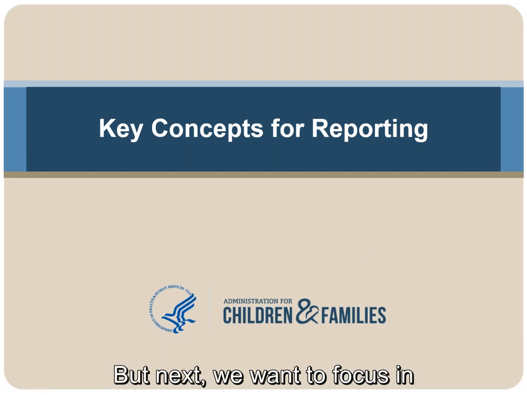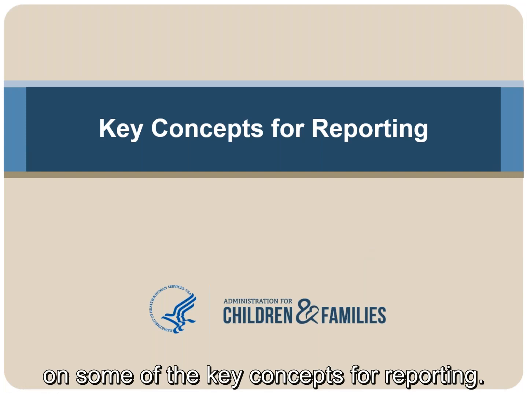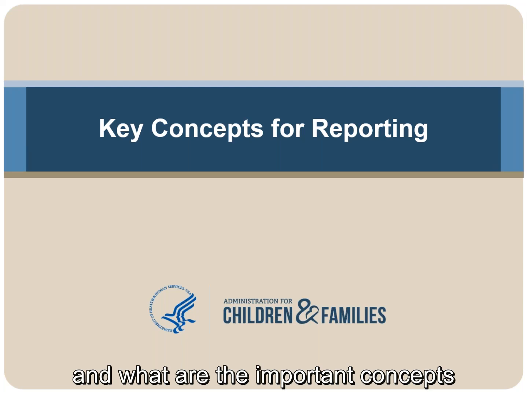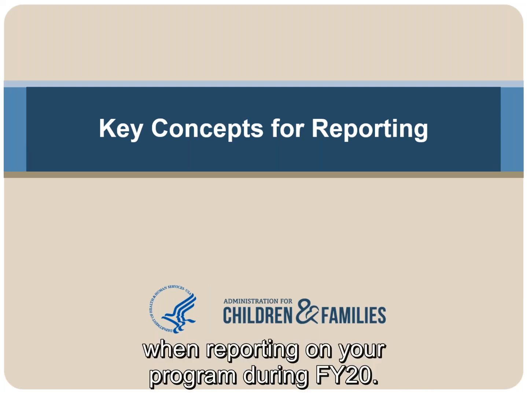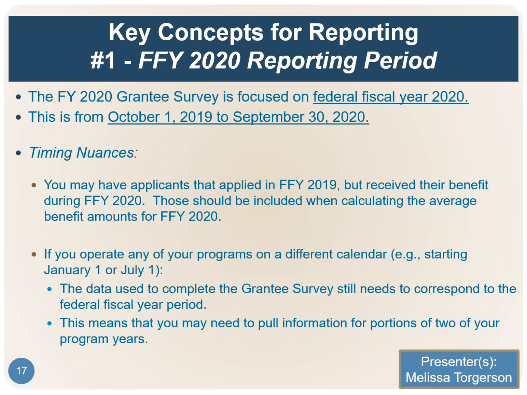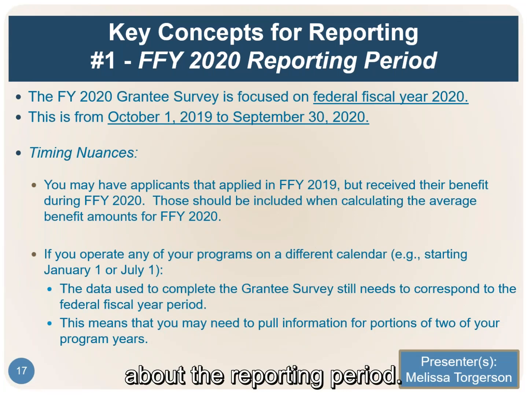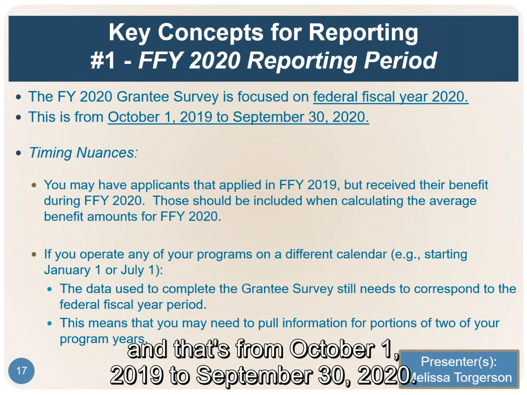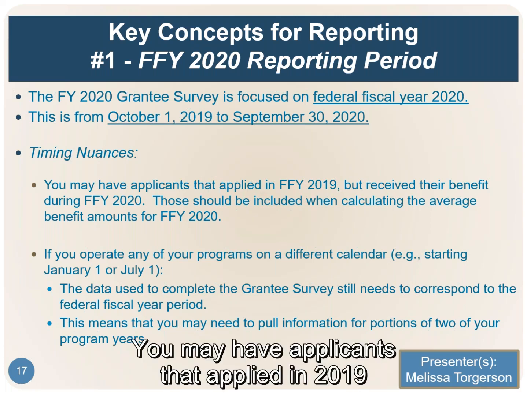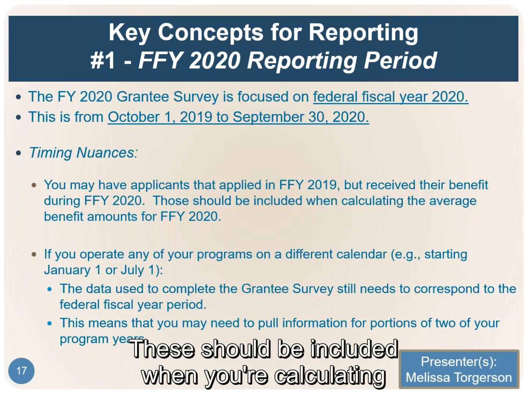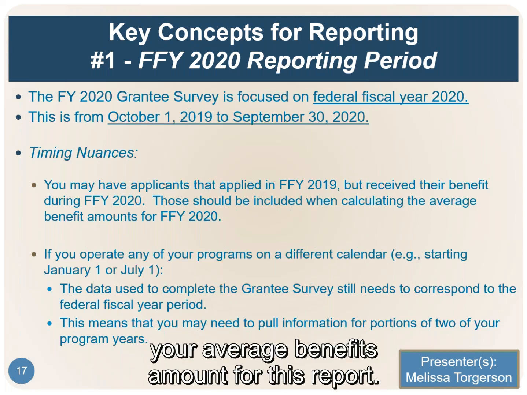But next we want to focus in on some of the key concepts for reporting. So we're thinking about the Grantee Survey and what are the important concepts to keep in mind when reporting on your program during FY20. The first key concept is about the reporting period. The FY 2020 Grantee Survey is focused on federal fiscal year 2020, and that's from October 1, 2019 to September 30, 2020. You may have applicants that applied in 2019 but received their benefit during 2020. These should be included when you're calculating your average benefits amount for this report.